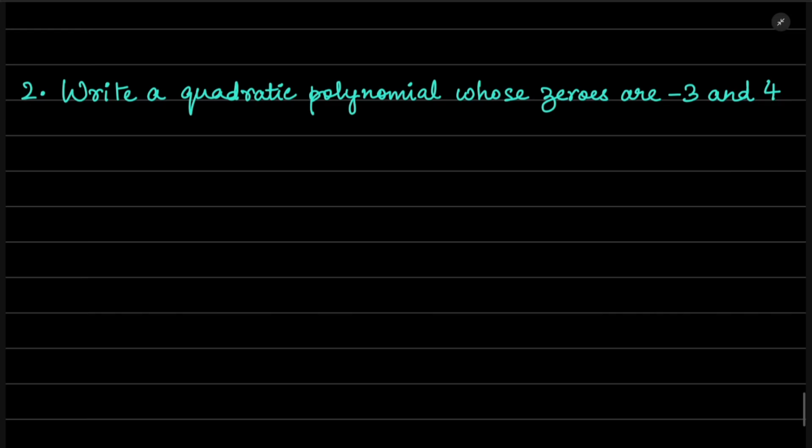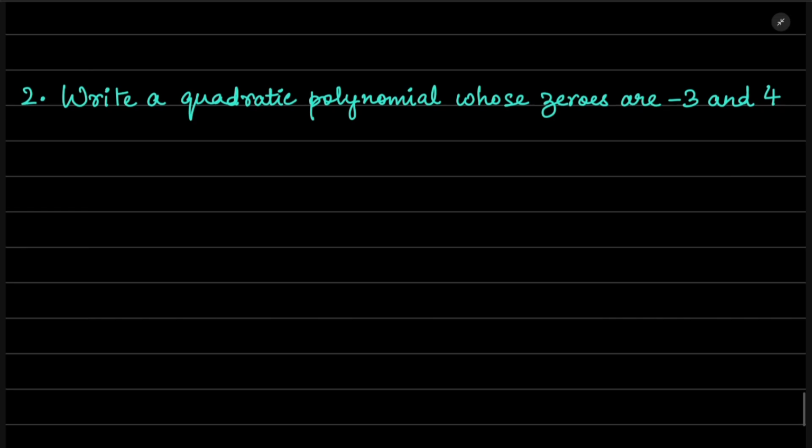Write a quadratic polynomial whose zeros are minus 3 and minus 4. So you are given the zeros, right? So let alpha be minus 3 and let the other zero, that is beta, be 4. What is the sum of zeros?